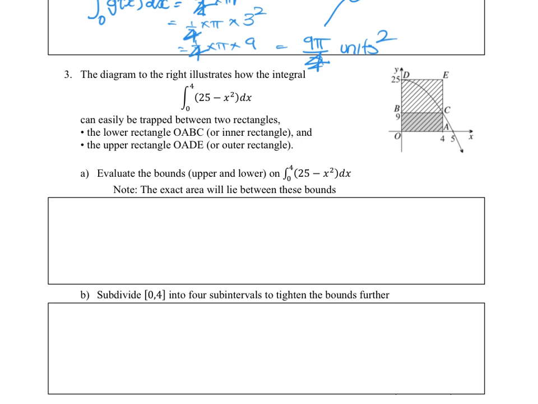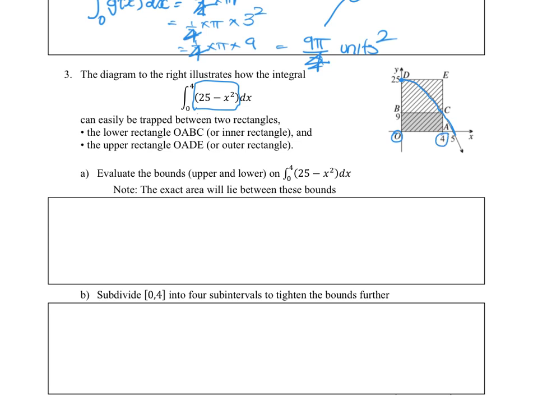All right, so let's have a look now. The diagram to the right illustrates how the integral of 25 minus x squared. So what does that graph look like? A parabola. Upside down, and where does it cut through the y-axis? 25. So that's why that's 25. And it goes through 5. So it's like an upside down parabola, but it's between 0 and 4.